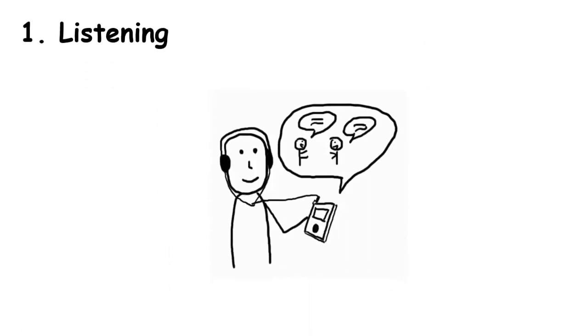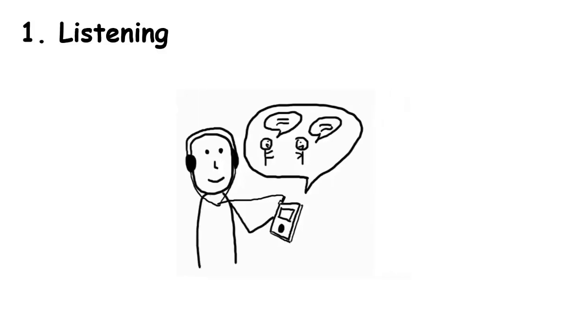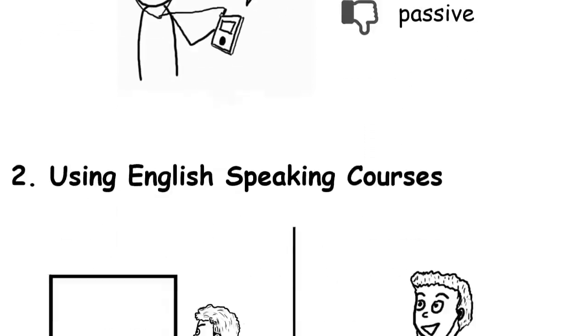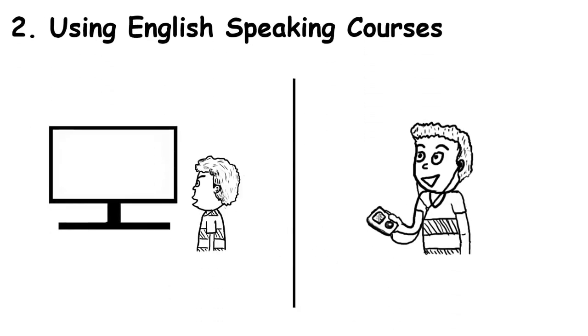The first method is listening. Just listen to English as much as possible. An advantage of this method is that it's easy to do. You can do it while stuck in traffic, while exercising, while waiting in line, and so on. But the main drawback of this method is that it's too passive. Listening alone is not enough. You have to combine listening with some sort of speaking practice. And that brings us to the next method, which is to use English speaking courses that teach English implicitly.